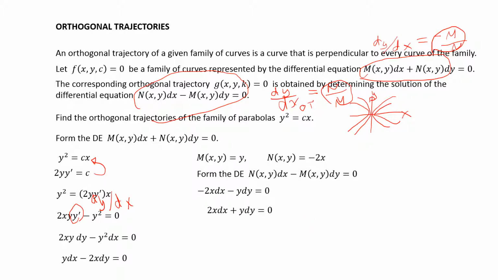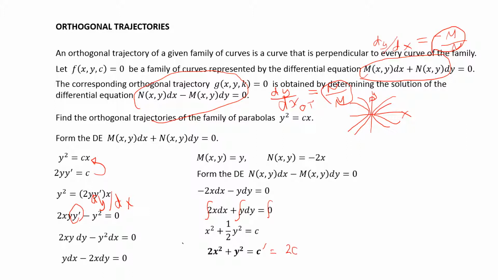Obviously, you can already integrate both sides here. Integrating gives you x squared + 1/2 y squared = c, or multiplying by 2, 2x squared + y squared = another constant. We can call that c prime, which is of course the same as 2c.